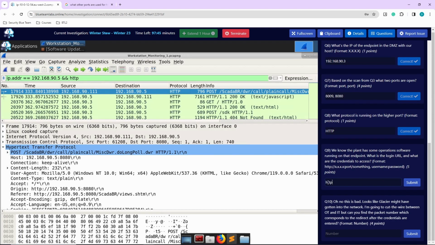So if we go HTTP, and then we want the IP address, 192.168.90.5. And then we need the 8080, and then SCADA BR. Okay. And then, whoop, I don't know what I did there. SCADA BR.